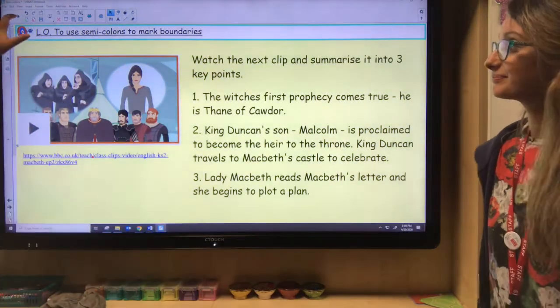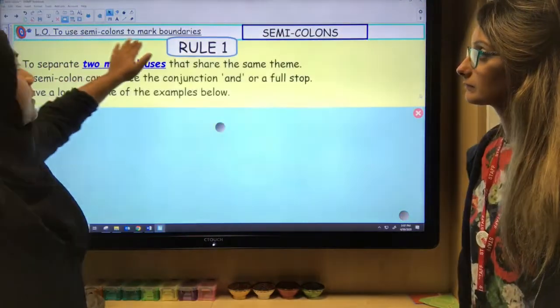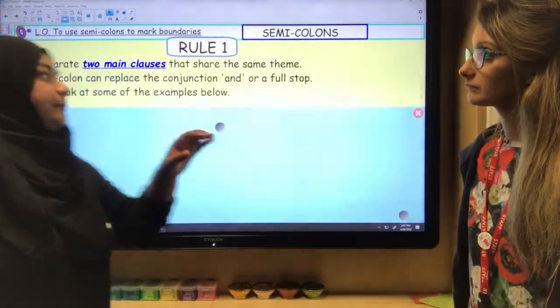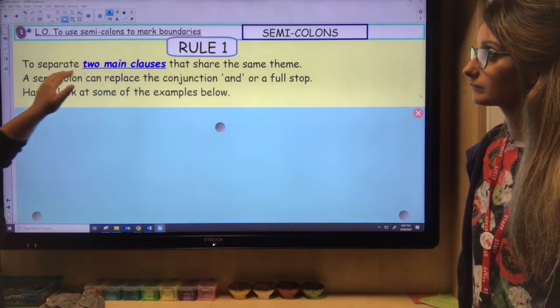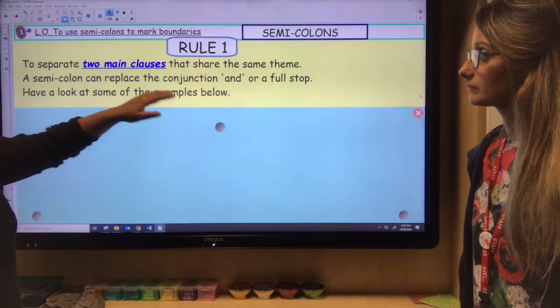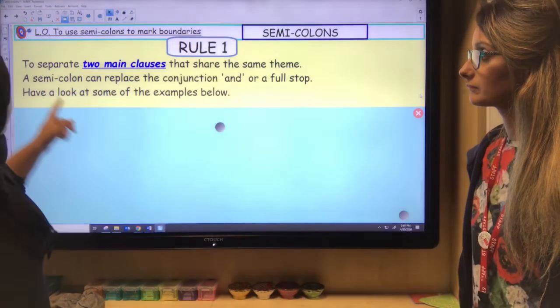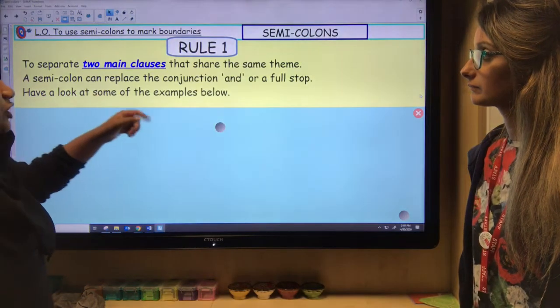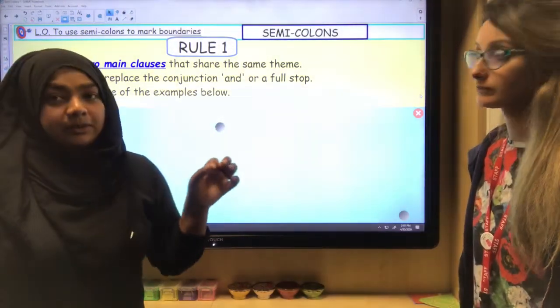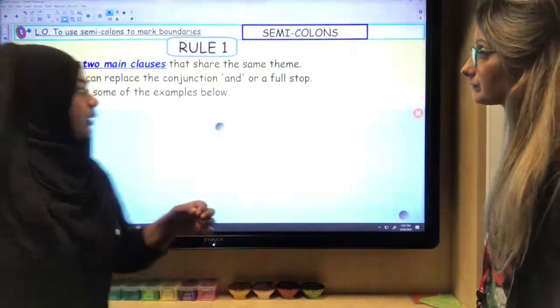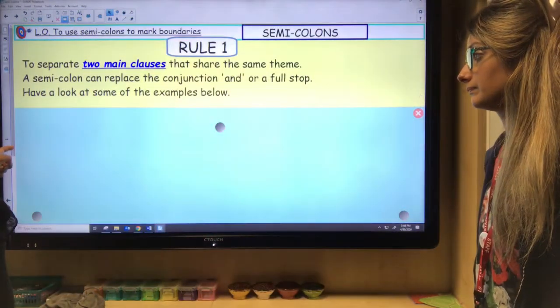Okay, so let's move on. Yellow is to use semicolons to mark boundaries. That's what we're focusing on. They can be used to separate 2 main clauses that share the same theme or idea. A semicolon can also replace a conjunction like and, or the piece of punctuation, the full stop. Okay, so let's have a look at some of the examples below.